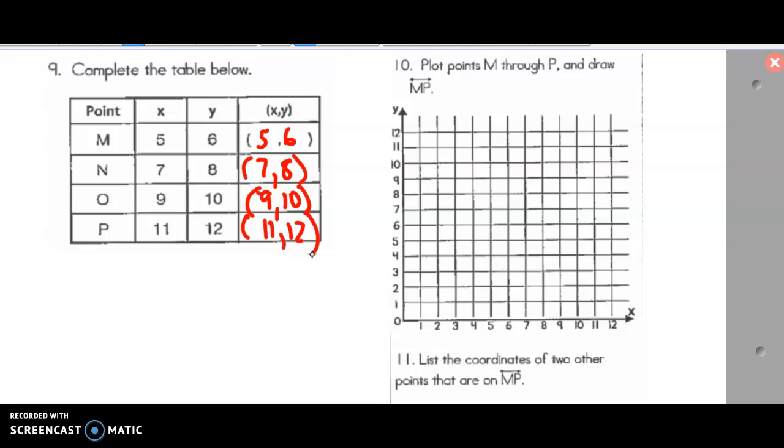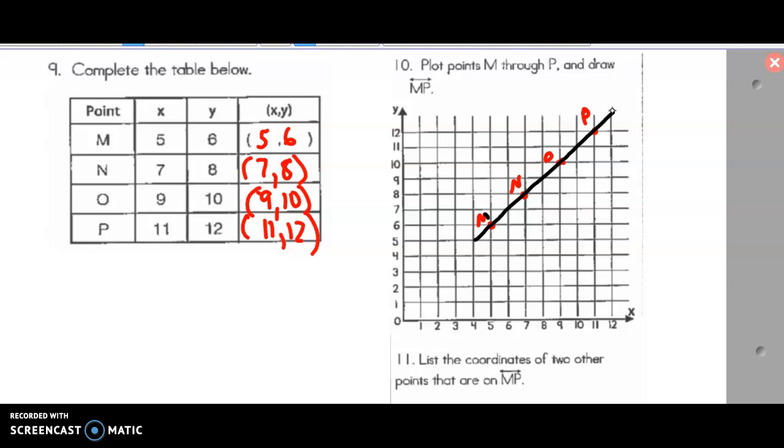Now this time, because they have letters, I'm going to label them. So at 5, 6, I have point M. At 7, 8, I have N. At 9, 10, O. And then P is at 11, 12. So it says plot points M through P and draw a line M through P. So I'm going to change that to black. Oops, that's an M. That was horrible. Sorry about that, guys. Let me try again. Ooh, that's a little better. Freehand is a little bit hard.